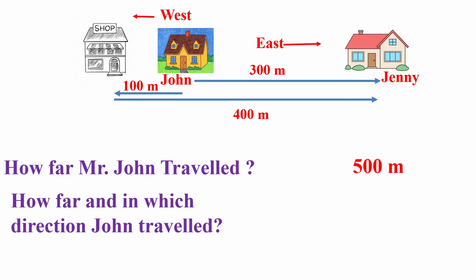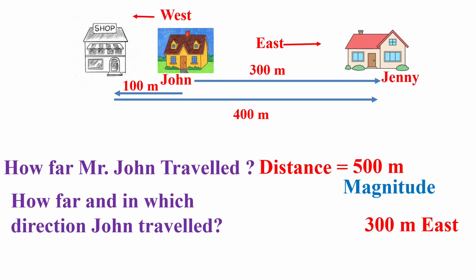And both this number and this unit represent magnitude, and this is the magnitude of what? Distance. That's why we can say that the total distance covered by Mr. John is 500 meters, and this is the length of the path which he covered, and we can say this is distance. But the distance between John's house and Jenny's house is just 300 meters, and it is towards the east.